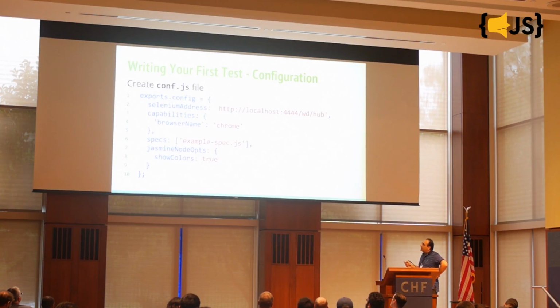In line number 6, I tell it which file contains my tests, my integration tests. In lines 7 through 9, I'm telling it to use the Jasmine format for reporting the test results, and you can use colors to improve the readability of the results.